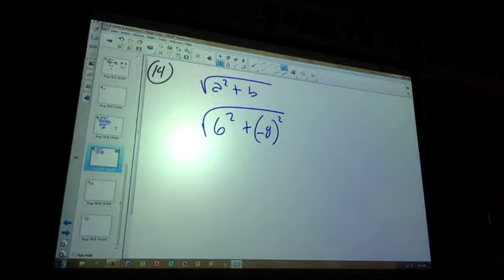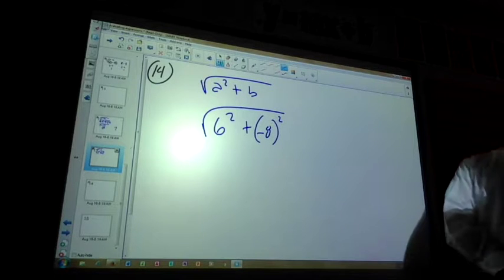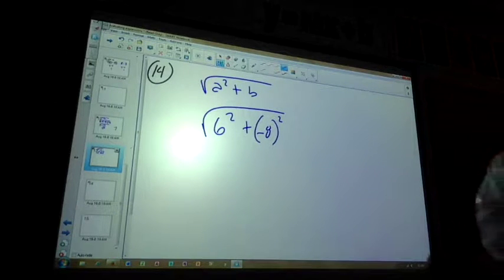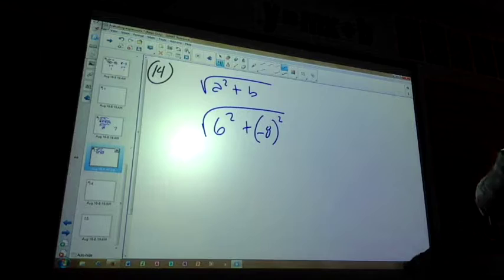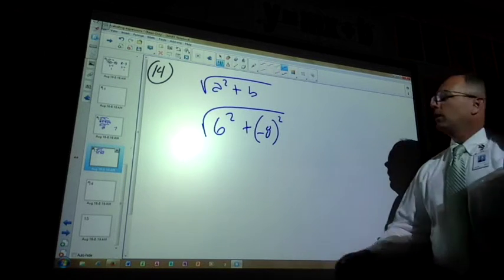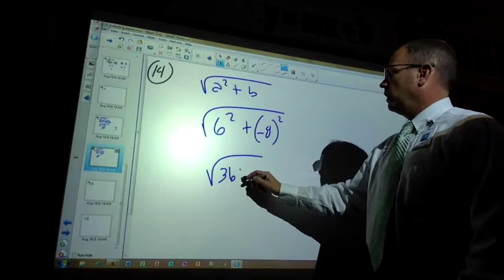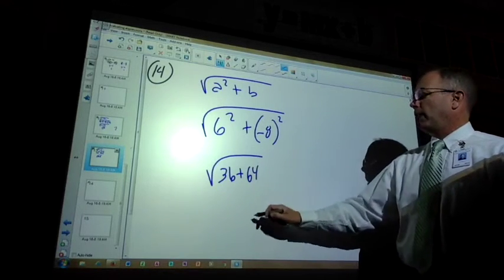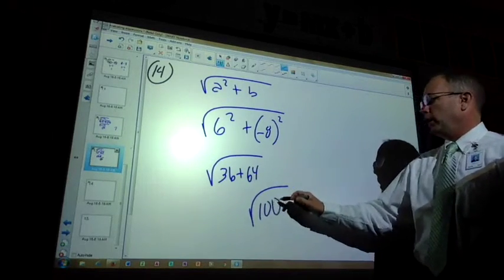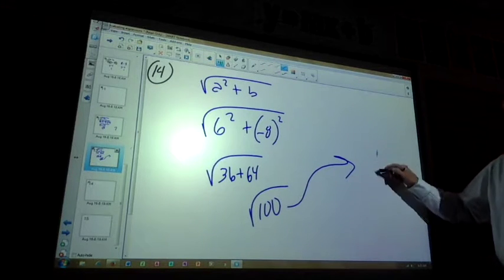If you plug negative 8 and square it on your calculator, it gives you negative 64 because the calculator doesn't read negative 8 like you and I do. It reads it as 8 is being squared, and then you do the opposite to it. So 6 squared is 36. 8 squared is 64. If I add those together, I get root 100, which is 10.